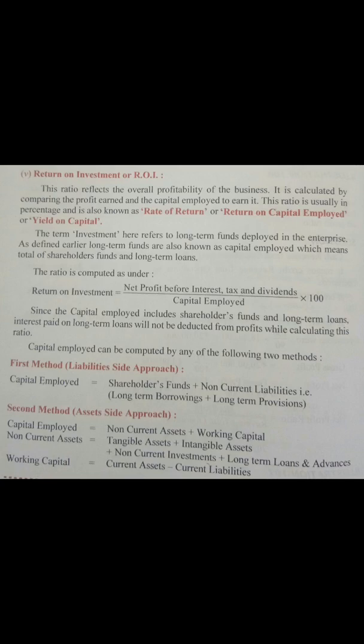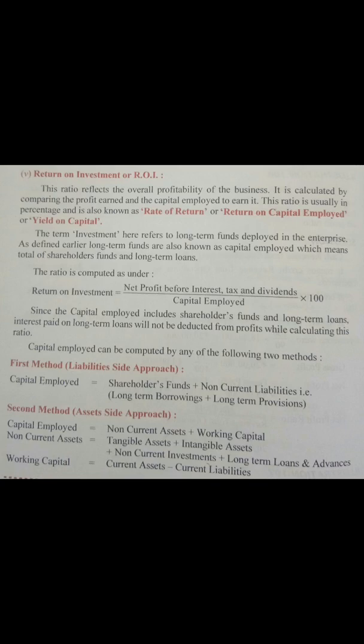Interest paid on long-term loans will not be deducted from profits while calculating this ratio. For the computation of capital employed, we can use two methods, one from the liability side approach and the next is asset side approach. In case of liability side approach, we can find out capital employed by adding shareholder funds and non-current liability, which include long-term borrowings and long-term provisions.